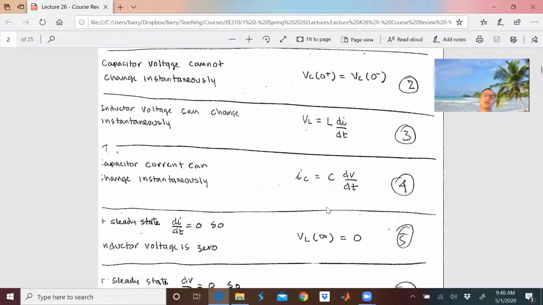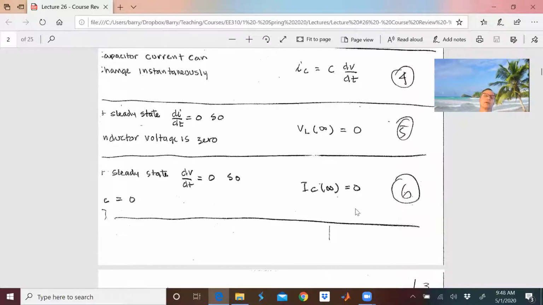Now let's go to our frequency domain interpretation. The impedance of the capacitor is 1 over j omega C, and omega is equal to 0, so the impedance of the capacitor is infinite. So of course it's not going to have any current. We can show this a lot of different ways.